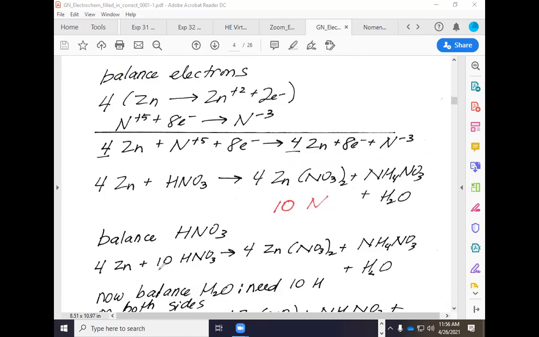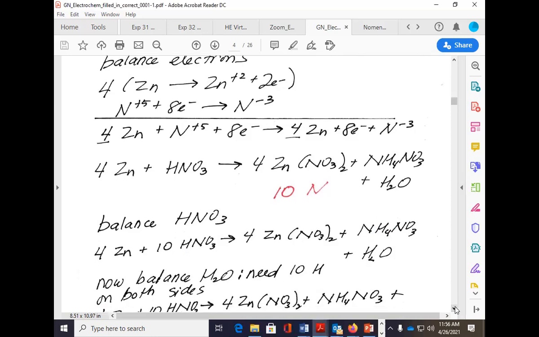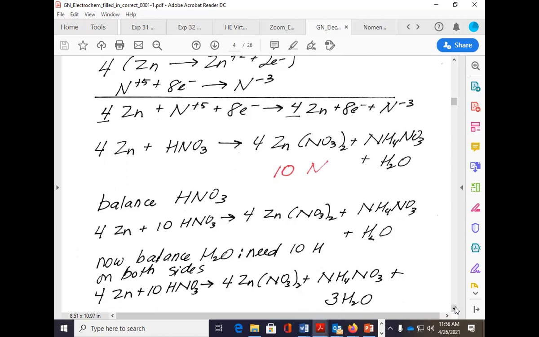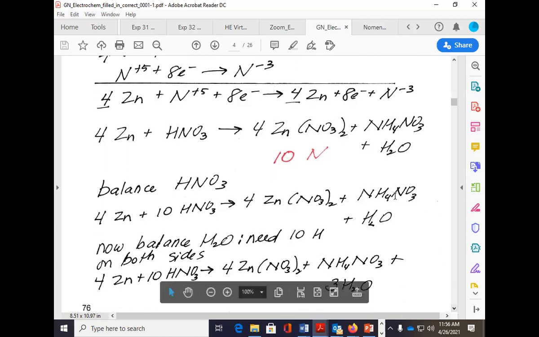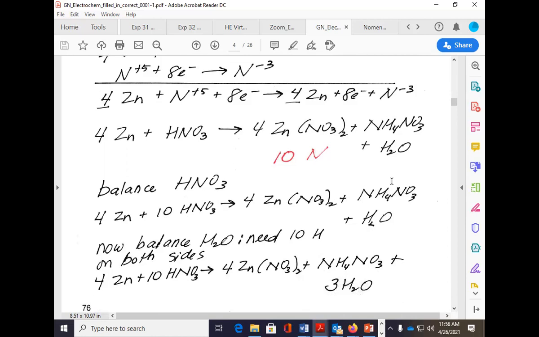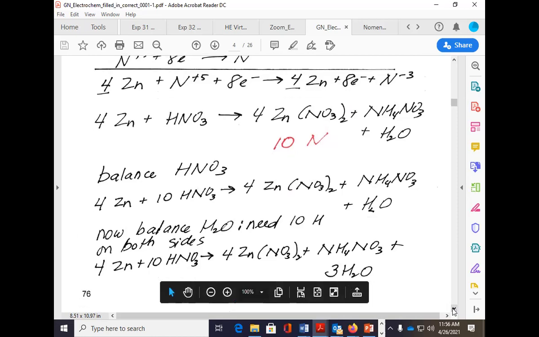Okay, so we see here, we need 10 H's on both sides. We have to take into consideration there's 4 here. So we don't want to mess up the H's because there's already 4 here. We only need 6 from here. So how do we get 6 from here? By putting a 3 in front.